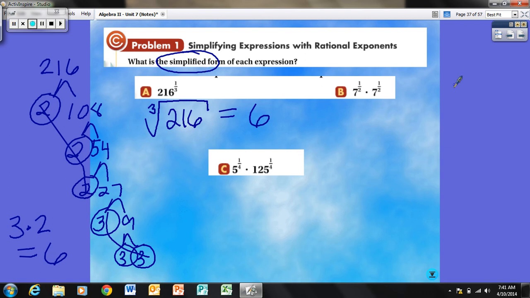So we're going to do the same thing here. This time we want to simplify first. Since we have the same base, we're allowed to just add the exponents. So I have the same base of 7, I'm going to add 1/2 plus 1/2, and hopefully you know that that's just 1. And 7 to the first is the same as 7. So your answer in B is just 7.